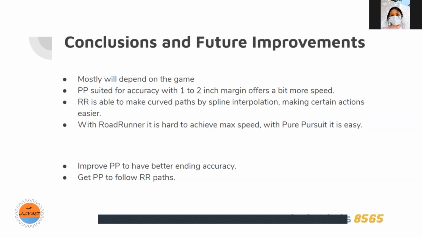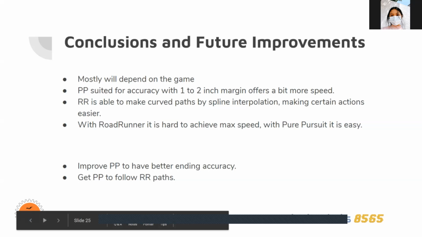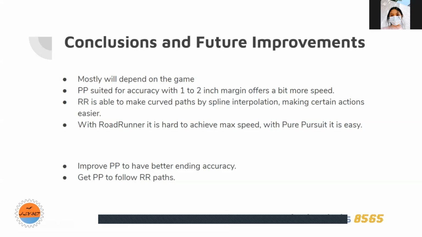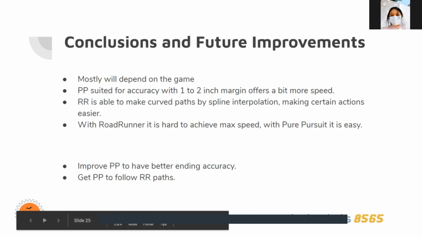Okay, some future improvements: have Pure Pursuit have better ending accuracy, because right now we just cut the motors at some arbitrary point and hope the robot ends up at the ending point. So yeah, that's a problem with Pure Pursuit. And also get Pure Pursuit to follow Roadrunner paths, because Pure Pursuit is made up of line segments. We can possibly have Pure Pursuit interpolate the splines from Roadrunner, and have Pure Pursuit follow those.